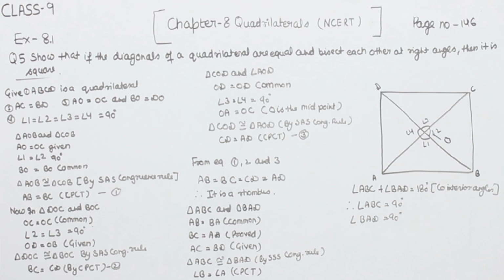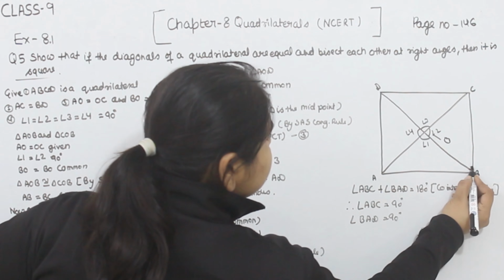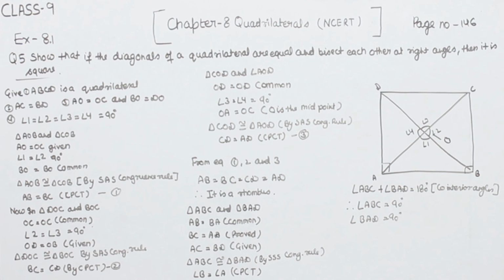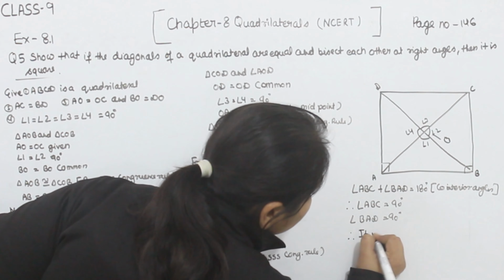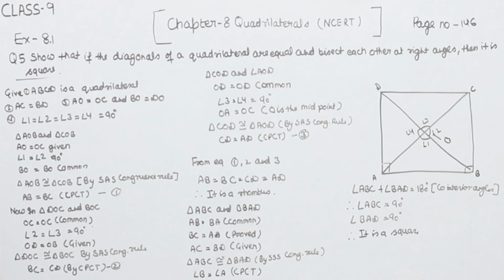So the angle ABC, this one is 90 degree, and the angle BAD, this one is also 90 degree. So now these two angles are of 90 degree. So it is a square. I'm going to write here, it is a square because these ones are of 90 degree. With this one, we have completed question number 5. In the next video, we are going to start with question number 6.